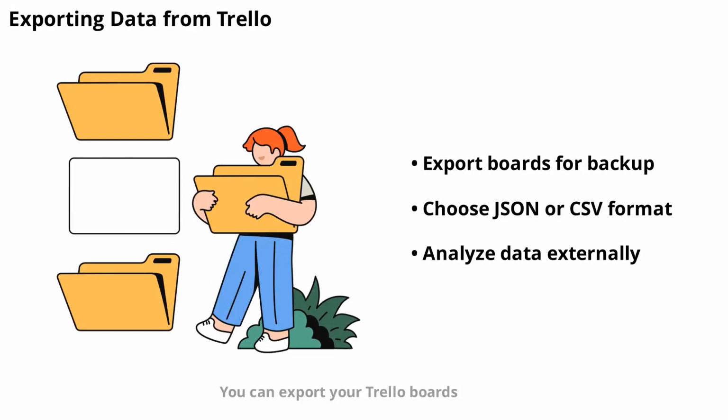You can export your Trello boards and data for backup or reporting purposes. Go to the board menu, select More, and choose Print and Export. Export options include JSON and CSV formats, making it easy to analyze or share your data outside Trello.